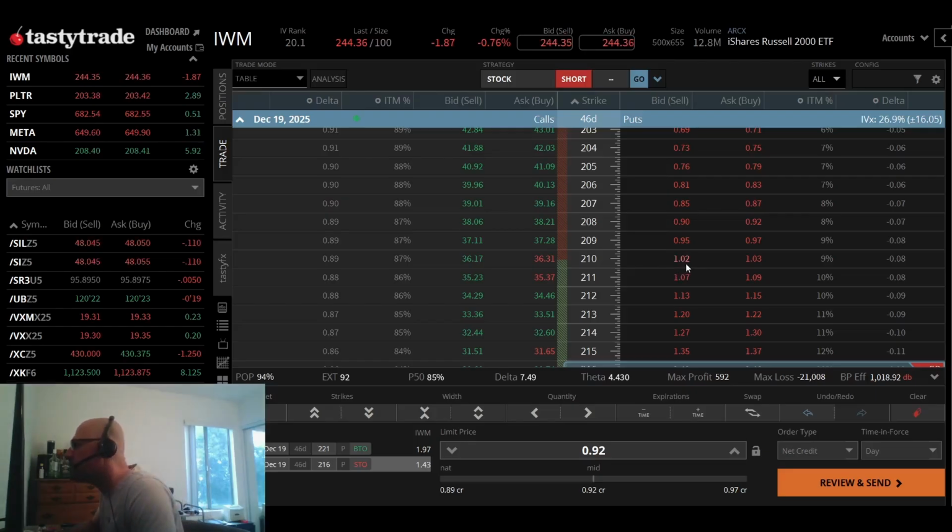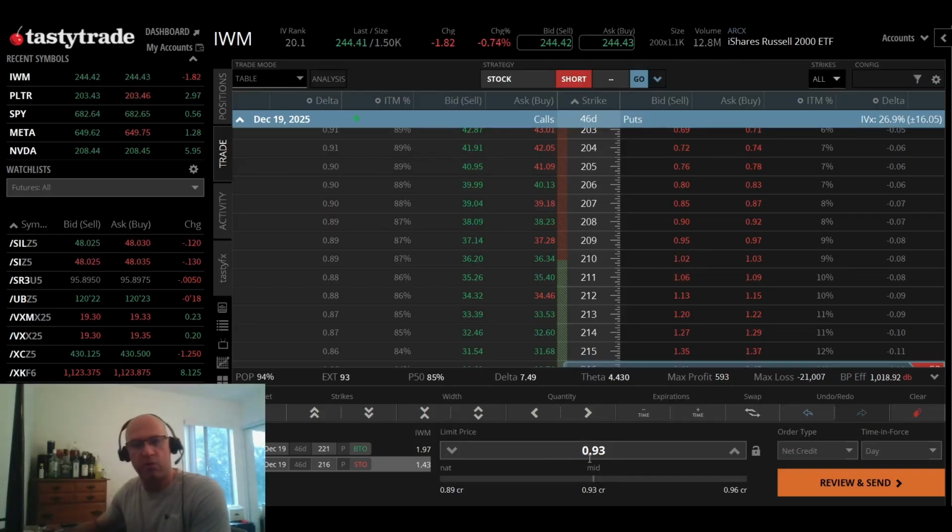You notice that this option is trading for basically a buck. This one's trading for 95 cents, which is basically roughly the credit we would be receiving for the ratio spread. So in some way, it's almost like synthetically being short this really far out of the money put.